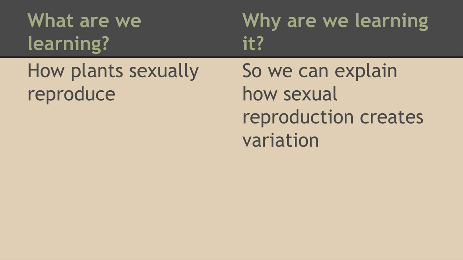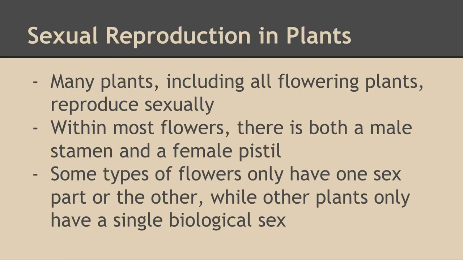In this video, we're going to talk about how plants reproduce sexually so we can continue to explain how sexual reproduction leads to variation. Many plants, and all flowering plants, reproduce sexually. As we talked about, some of them do have asexual strategies too, but almost all of them use sex some of the time.